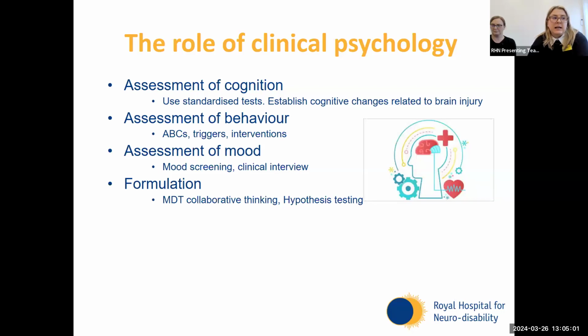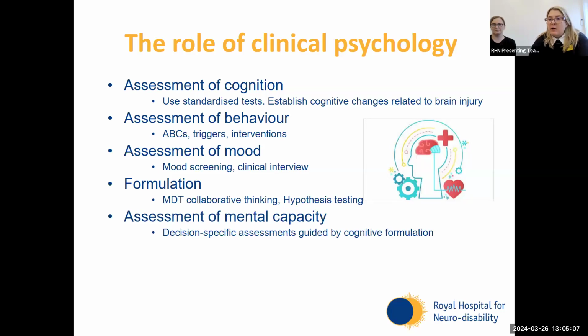And that leads us to testing hypotheses about their cognition, their behavior, their mood. And it'll also inform thinking around their mental capacity and their ability to make decisions. And those are decision-specific assessments we've been doing. Some of the common ones we do at the Royal Hospital for Neurodisability would be capacity to consent to placement and capacity for discharge and onward care planning.